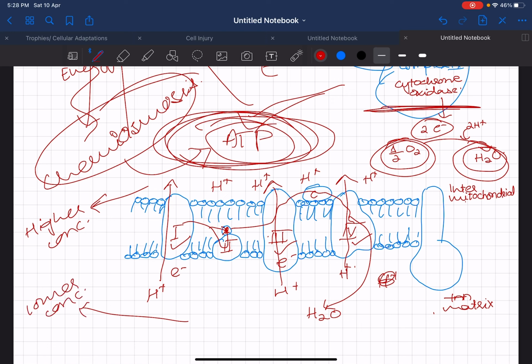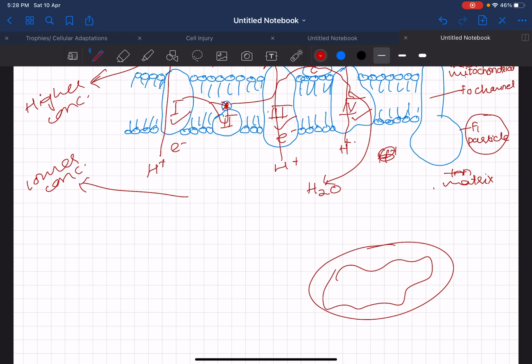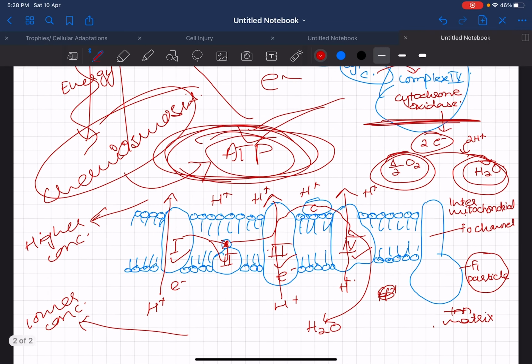So what happens is that there is this structure in the inner membrane of the mitochondria, which basically consists of an F0 channel and an F1 particle. The F0 channel is going to be moving the hydrogen ions, and the F1 particle is going to be rotating and causing the movement. So that is happening. When you discuss the structure of mitochondria, you do discuss the presence of some F1 particles there. That is basically the F1 particle which rotates.